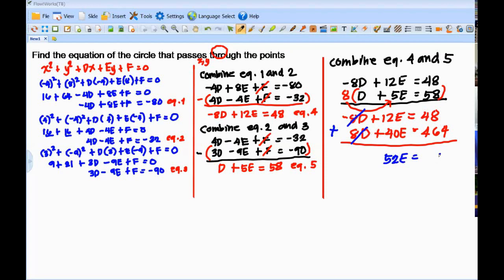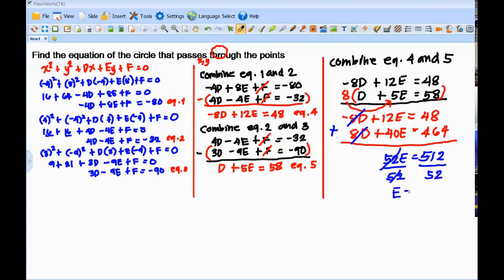So you have 2, 1, and 4. 4 or 5? I think it's 5. So we have 512. All right. So can we divide now both sides by 52? Yes, we can divide this by 52.